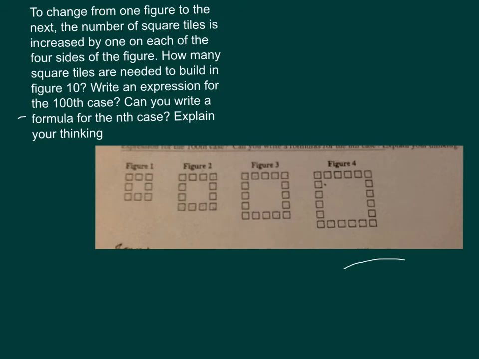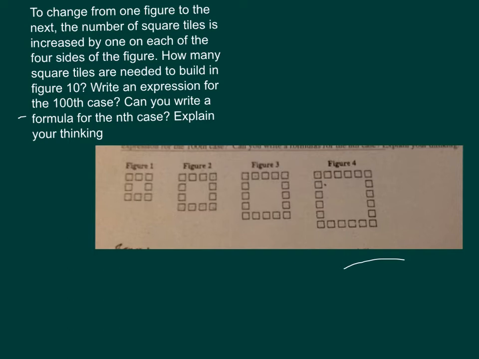So, this is the problem that I looked at. The problem is, to change from one figure to the next, the number of square tiles is increased by 1 on each of the 4 sides of the figure. How many square tiles are needed to build figure 10? Write an expression for the 100th case. Can you write a formula for the nth case? Explain your thinking. So, the first thing I did is I looked at the 4 figures that were given.